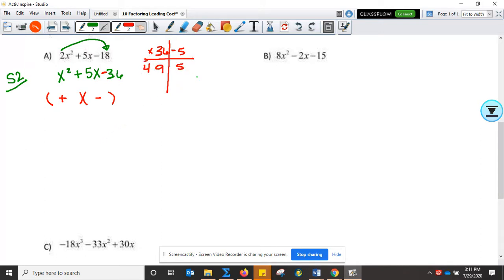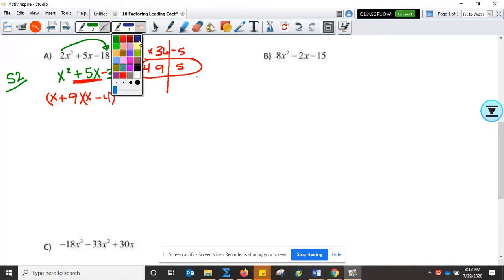So that's what we're going to put in our parentheses. Since my middle term is positive, our largest number is going to be 9, and it's going to be positive. So I'm going to go ahead and pull down my x's. I'm going to put my 4 right here. So that was my slide.